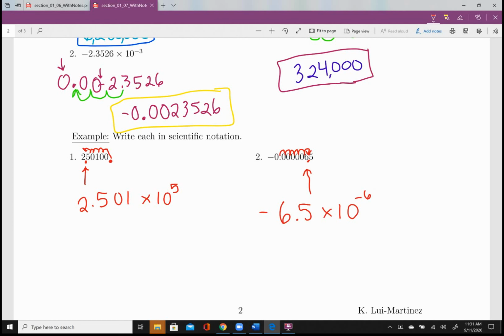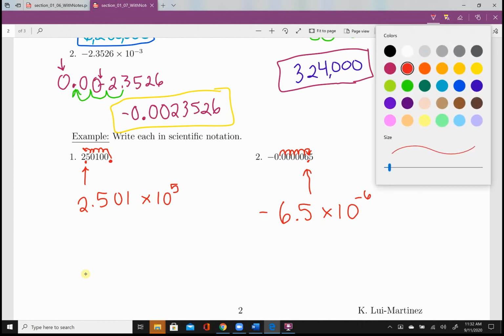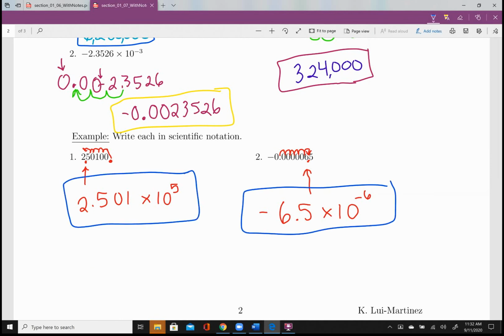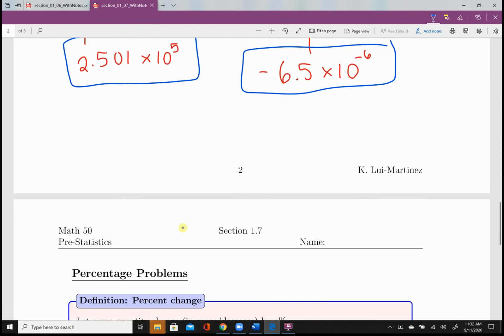So hopefully that all makes sense and feels good for everybody. Let me know if you have any questions about this or want to see more examples about converting to and from scientific notation. All right, moving on.